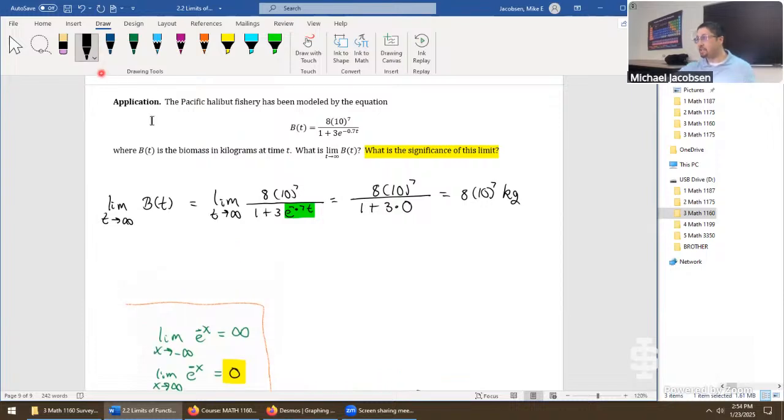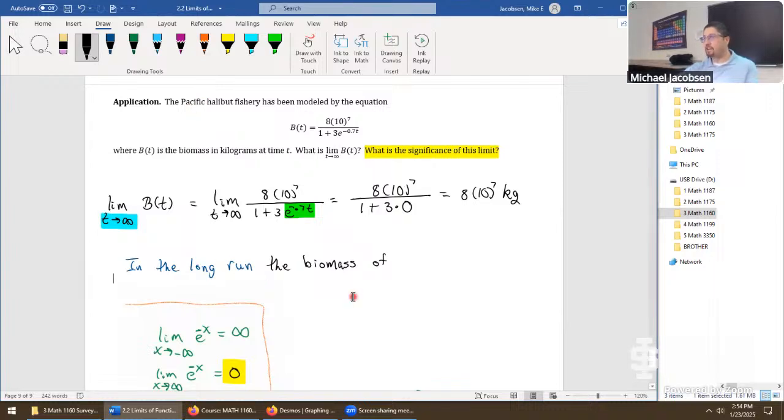So let's see if we can say something a little bit more brief. Let's say, from that part right here, in the long run, only because time was going to infinity. This is a great way to convey it when we're just saying this value in ordinary words. In the long run, the biomass of, you could say, the Pacific halibut in this fishery, or I'll just say the biomass of these fish.